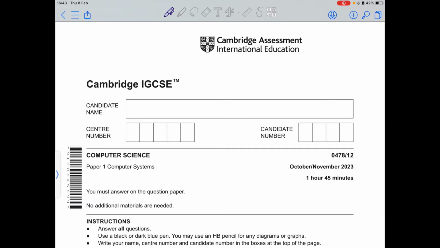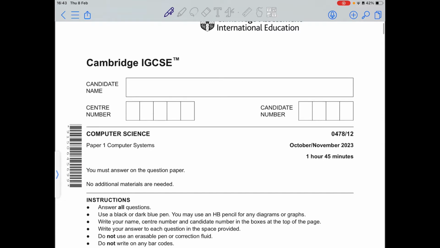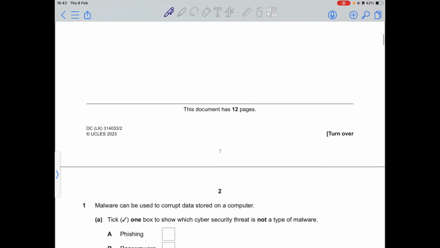Today we're looking at IGCSE Computer Science 0478 Paper 1 Variant 2 from October November 2023. I'm making this video to help you guys, especially the ones who are attempting the exams in Feb March, which is the latest series coming up, and also in the May June series. So let's start and have a look at the first question for this paper.